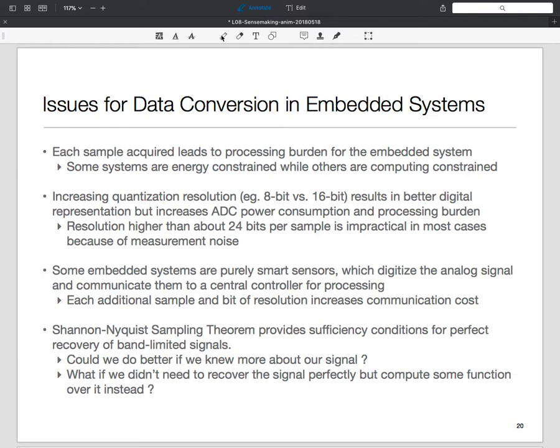And the other thing is, maybe I don't need to reconstruct. Maybe I am only interested in the peak value, or maybe I'm only interested in the median value, or something like that. I don't care about reconstructing. So what we'll seek to answer on Tuesday is, could we be smarter about this sampling?